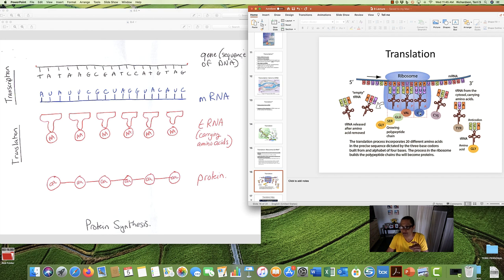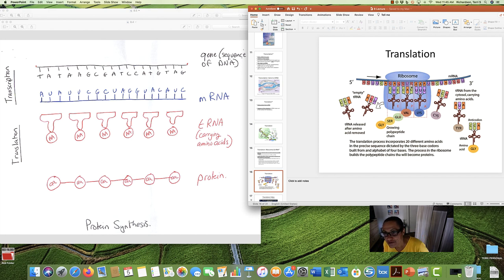Okay, I'm going to drop this guy off now. And then what happens is the tRNAs will float out. They're empty now, empty Uber cars. And they'll go out, pick up more amino acids, and bring them in. So again, let's just look.